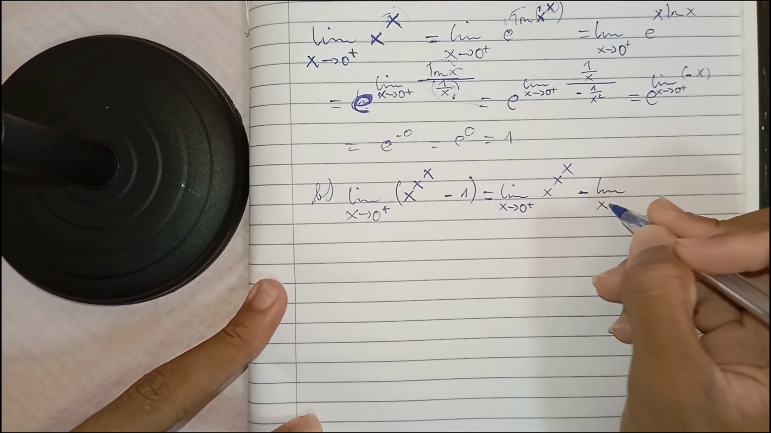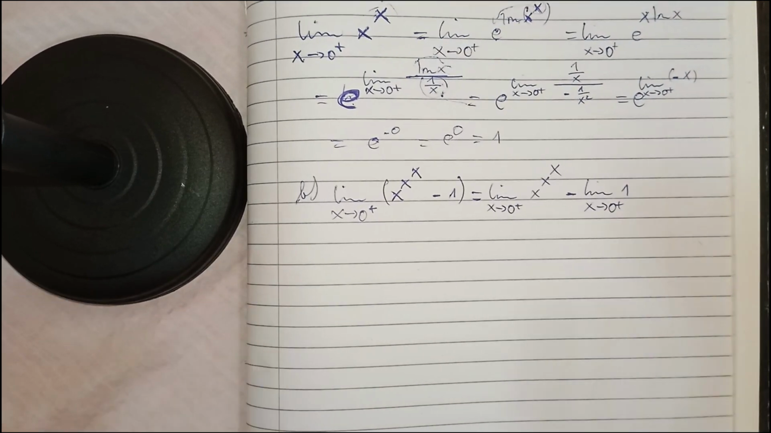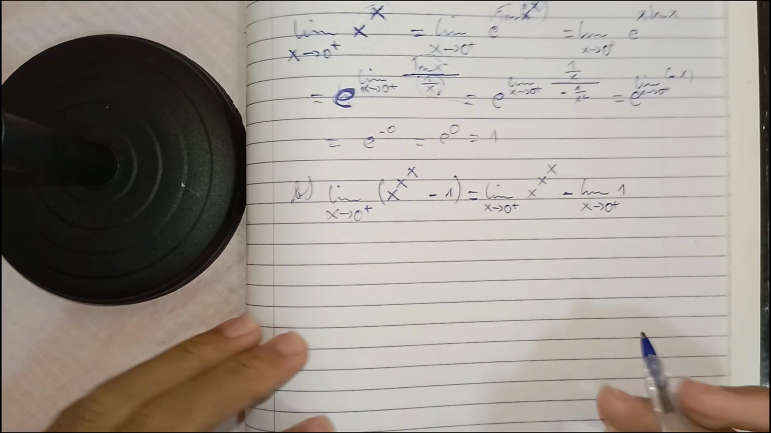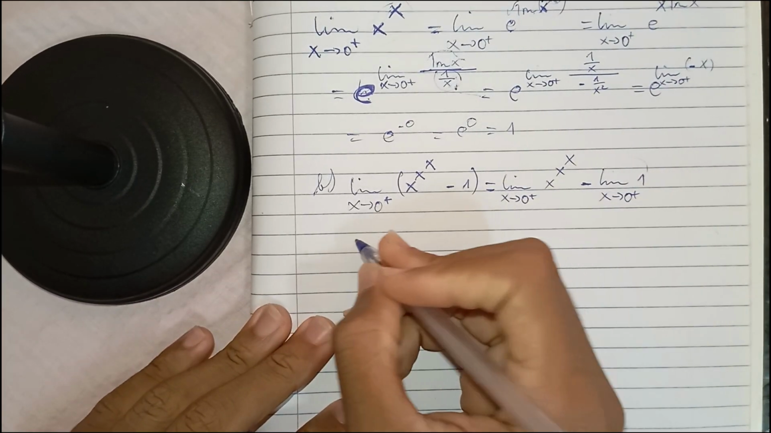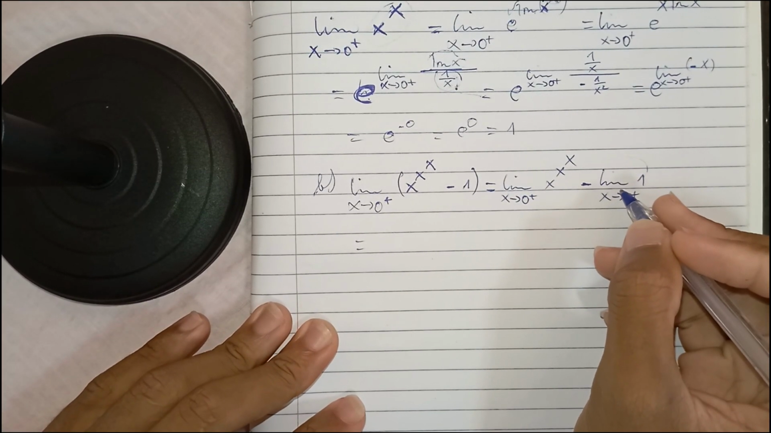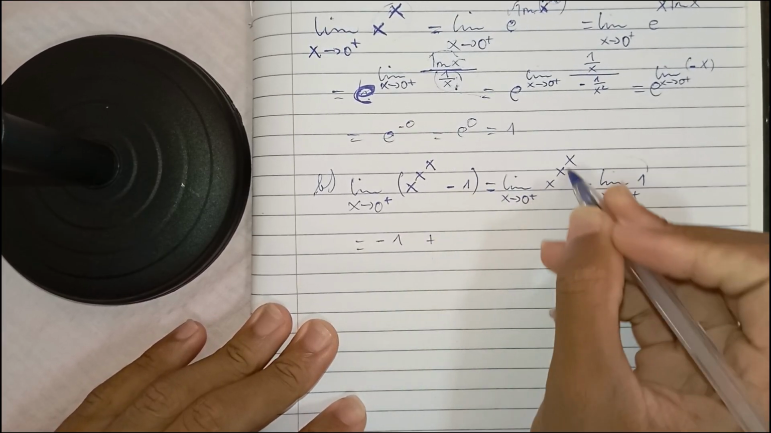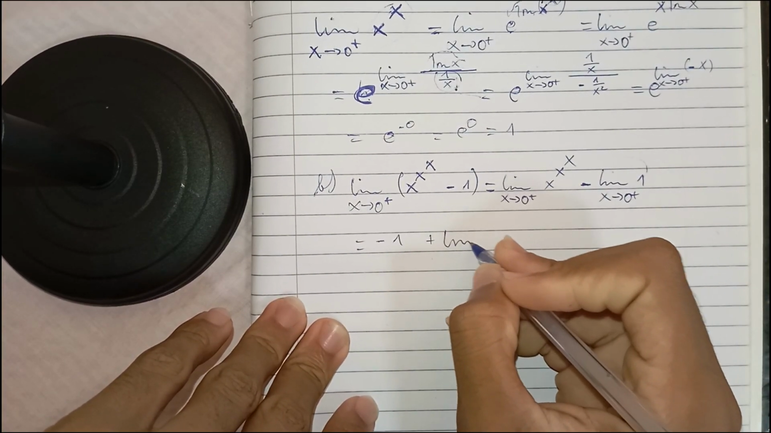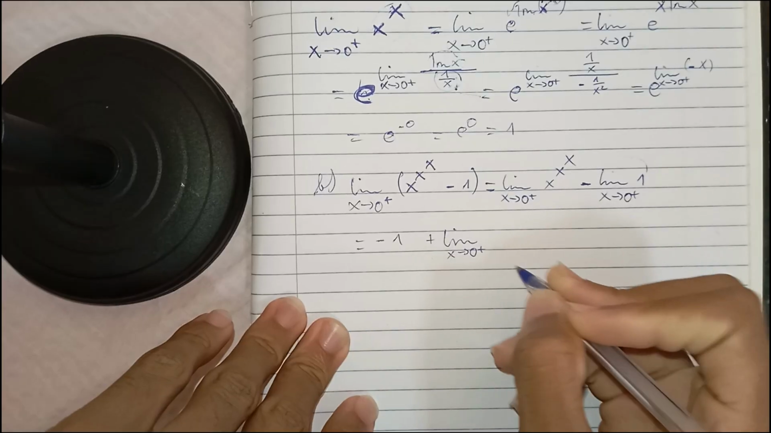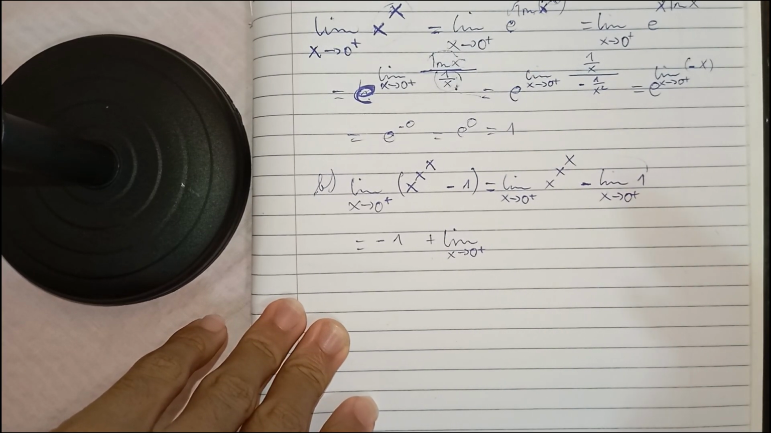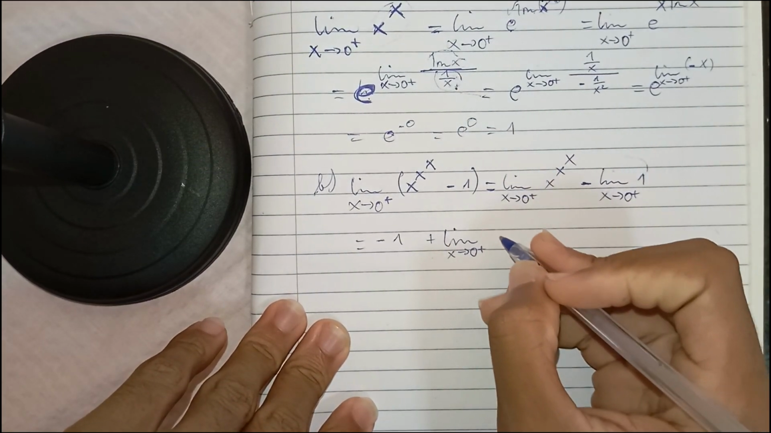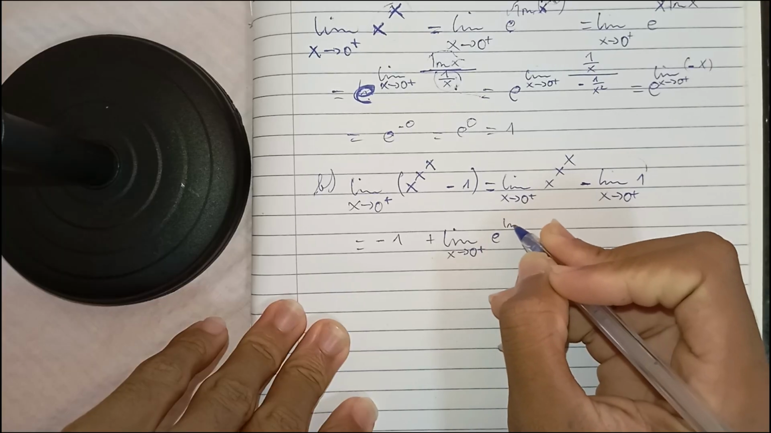This is 1, right? I just wanted to separate the limits, it's one of the limit properties. Now I know this will give us 1, so it's minus 1 plus this limit that I want to evaluate. Then I'll do the same procedure that I've just done for the previous limit, so I get this ln x.